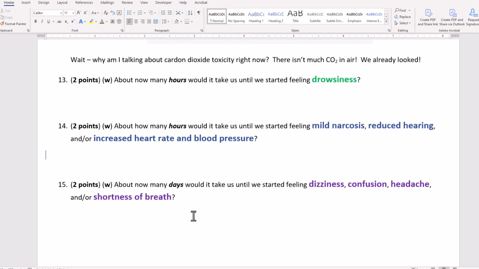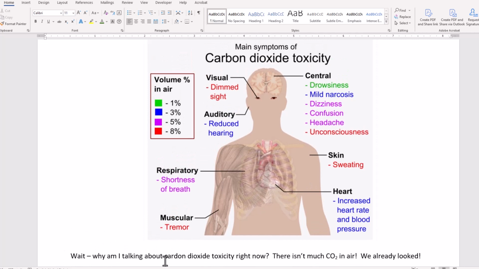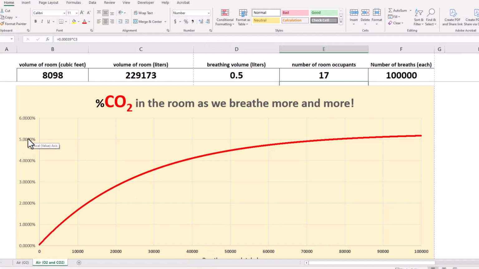And last but not least, how many days until we get dizziness, confusion, headache, and shortness of breath? Those are the purple ones. That's 5%. Let's go back to the chart. 5% is up here. It looks like we hit it somewhere in here. Let's drop it right down here. That looks about two-thirds of the way from 70,000 to 80,000. Why don't we call that 76,600 breaths.